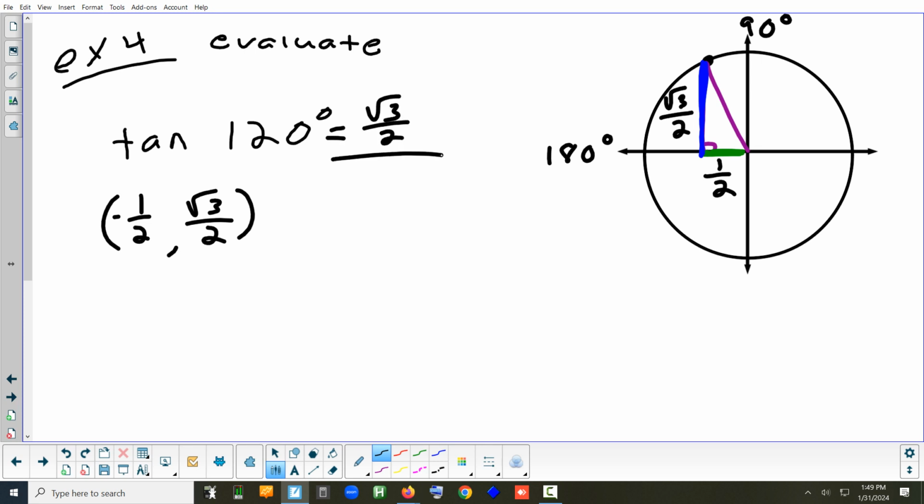Square root 3 over 2 over negative 1/2. Okay. What happens when you divide those? The 2's cancel, so those are gone. And what are you left with? Negative root 3. Yep, that's the answer. So again, two things I'd ask for: what's the coordinate, and then what's the answer?